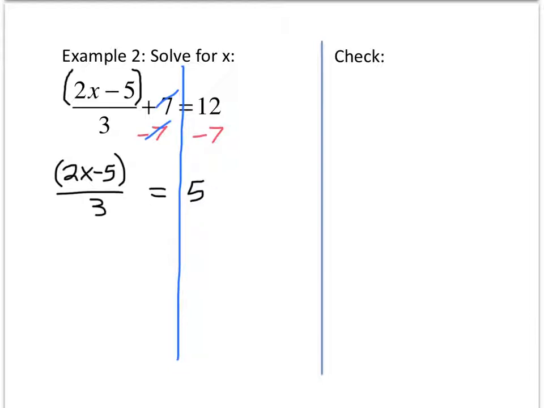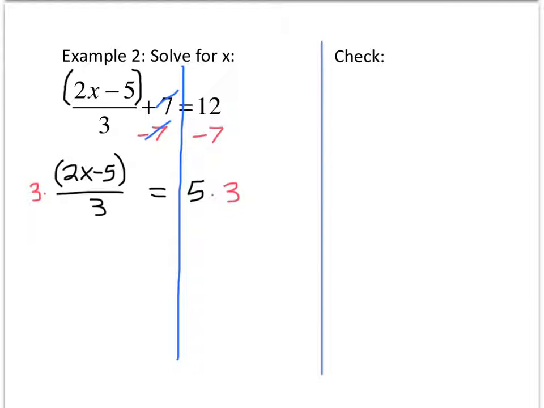Now, the only other thing outside the parentheses, which is going to be the last thing we deal with, remember, first thing we normally simplify was the parentheses. So that means it's the last thing we're going to solve for. I now have to deal with this division by 3. That's the last thing that's not inside the parentheses. And the opposite, or the inverse operation of division, is multiplication. So I'm going to multiply both sides here by 3.